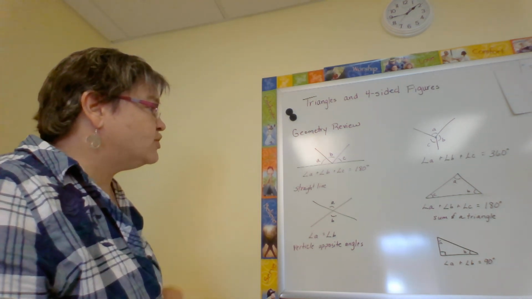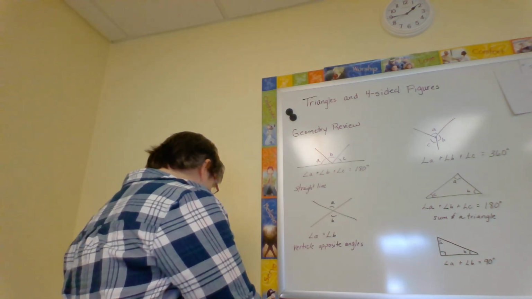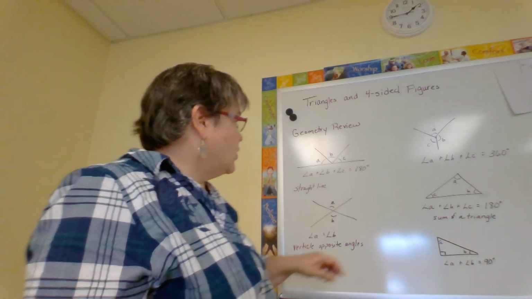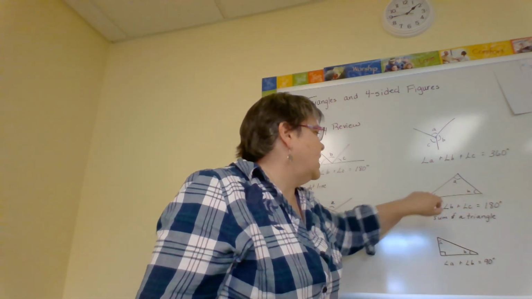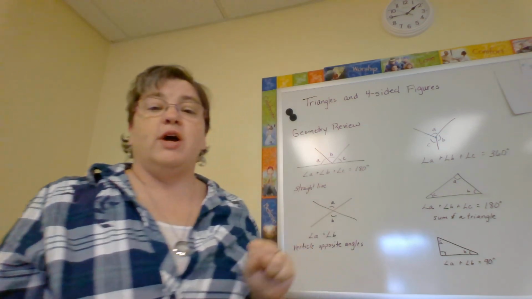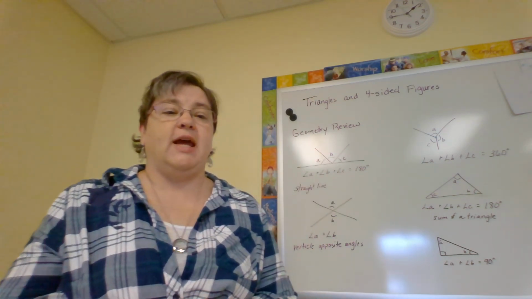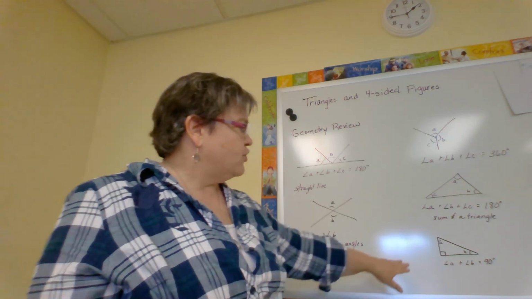Next, we have a triangle. I know the definition of a triangle: the sum of the three angles is going to equal 180 degrees. So if I add angle A, angle B, and angle C together in a triangle, I must always get 180 degrees.